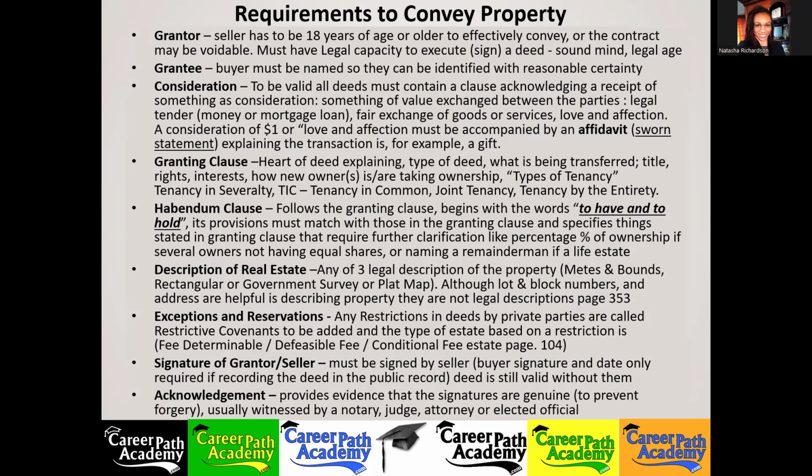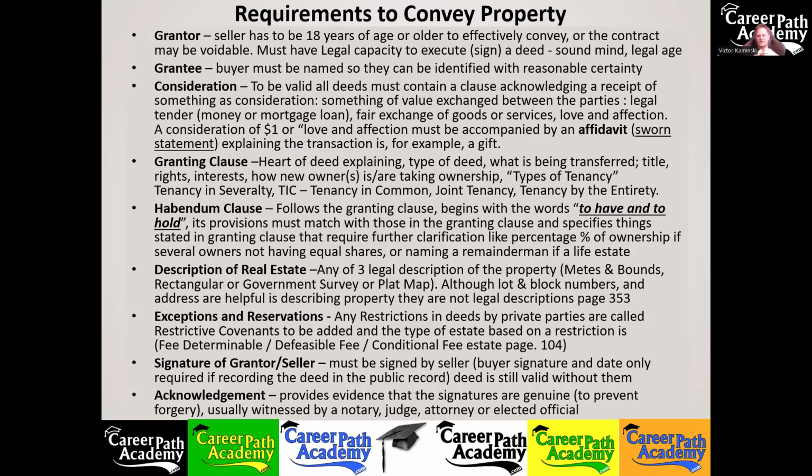The habendum clause is anytime something named in the granting clause requires further clarification, like percentage of ownership if it's not going to be equal. Or if it's a life estate that's being conveyed, who's the remainderman? If you wanted to name someone else to get the property and you didn't want it to come back to you necessarily upon that person's death, it could go to a third party who would be the remainderman. That would be named in the habendum clause. And then a legal description of the real estate.